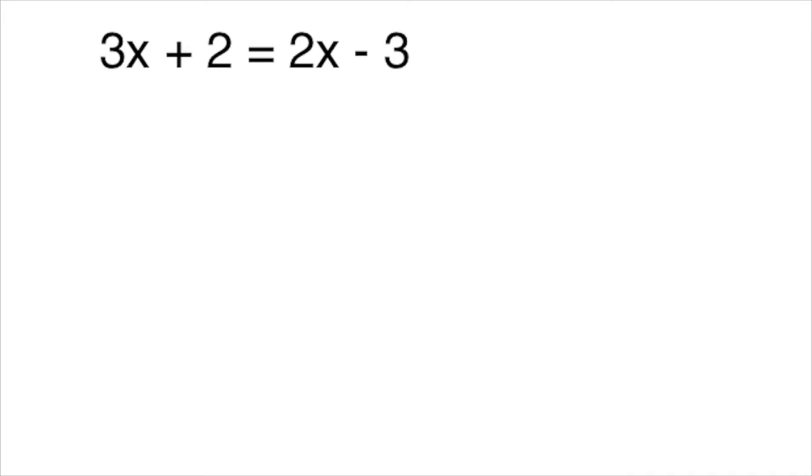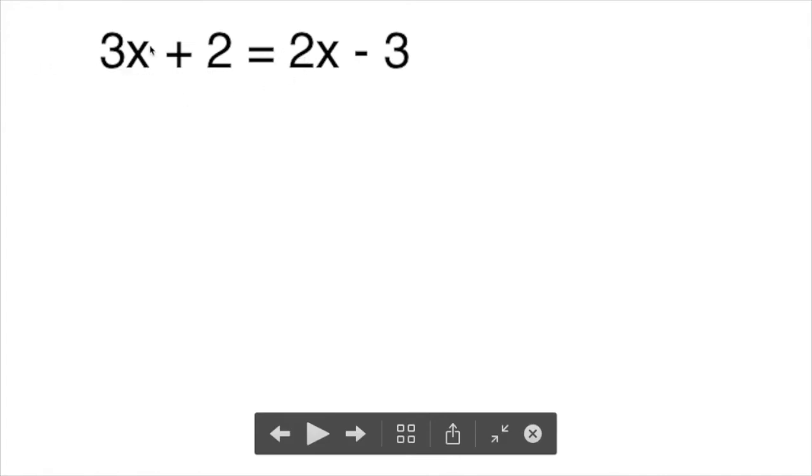So what do we do if we have an equation like this? You have more than one variable. It's the same variable, but we have it on both sides of the equation. How do we solve that?